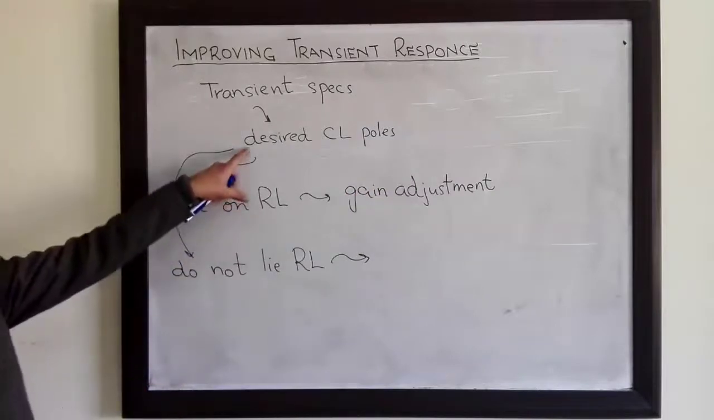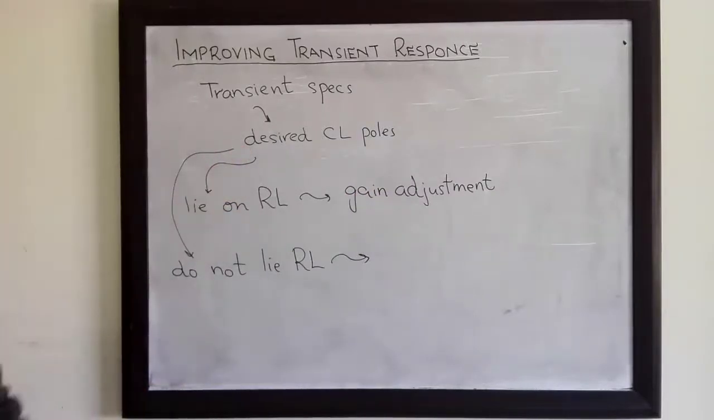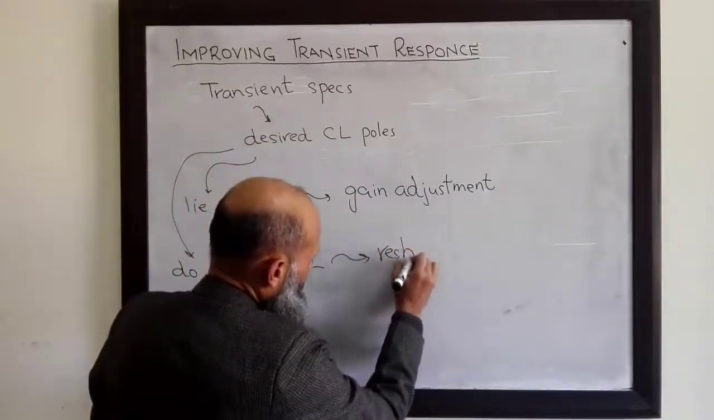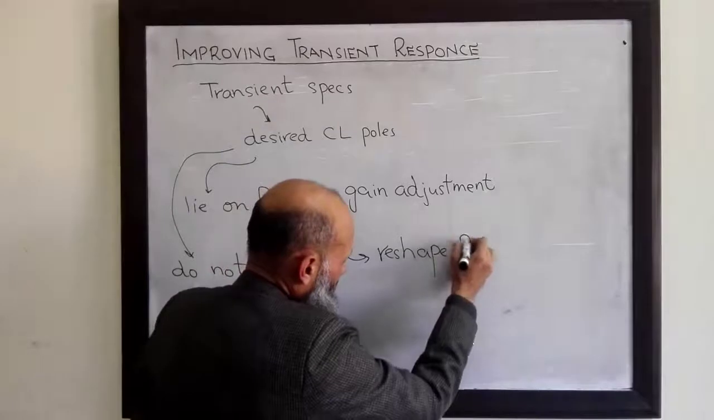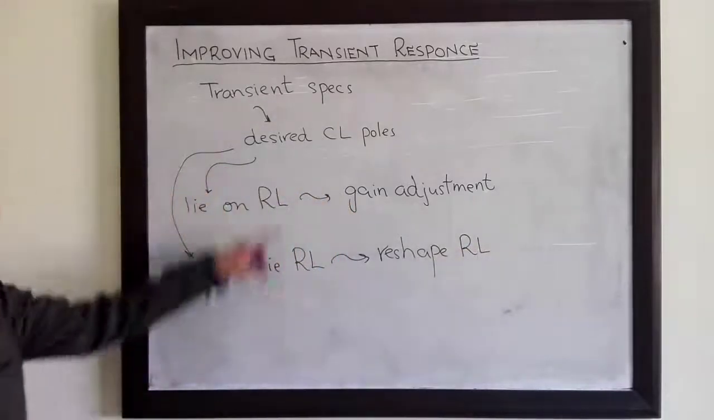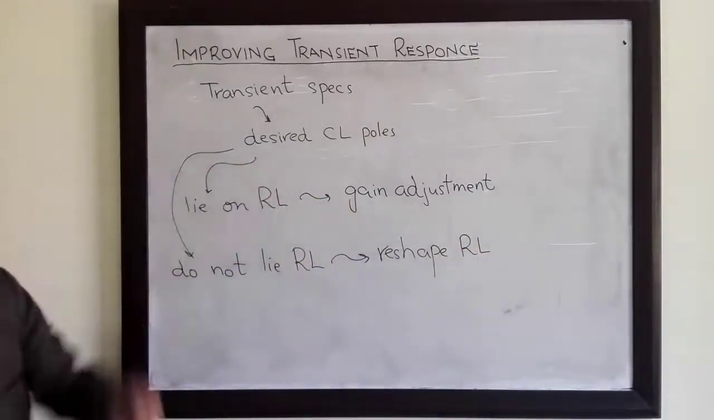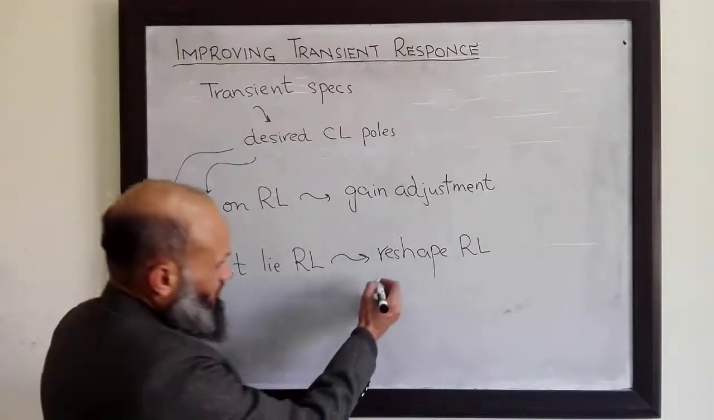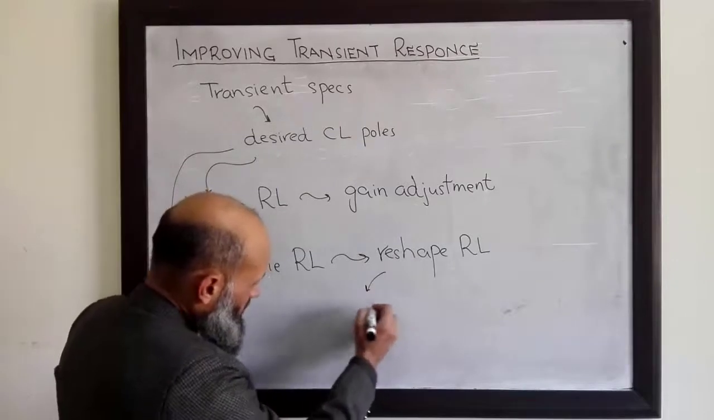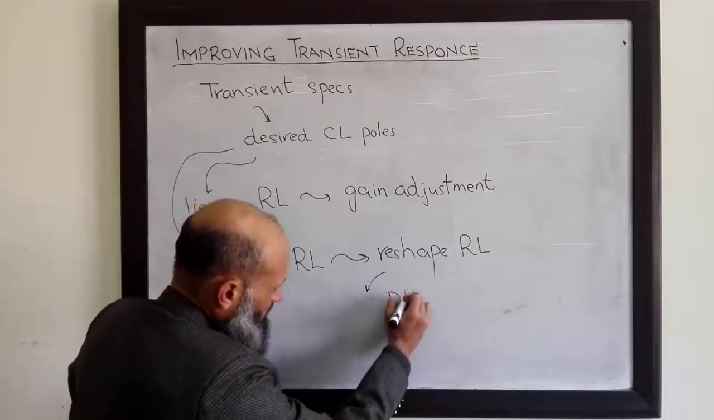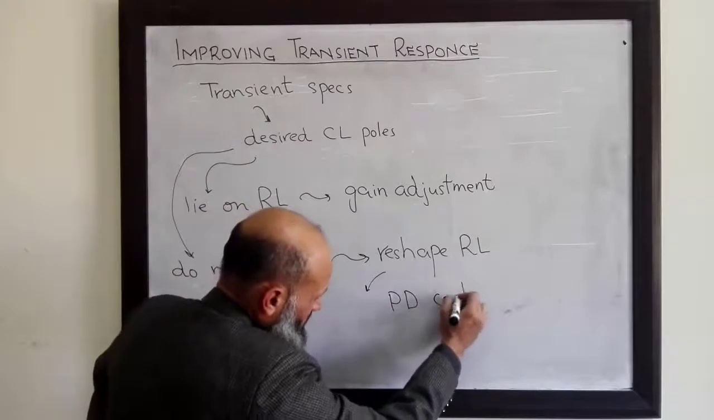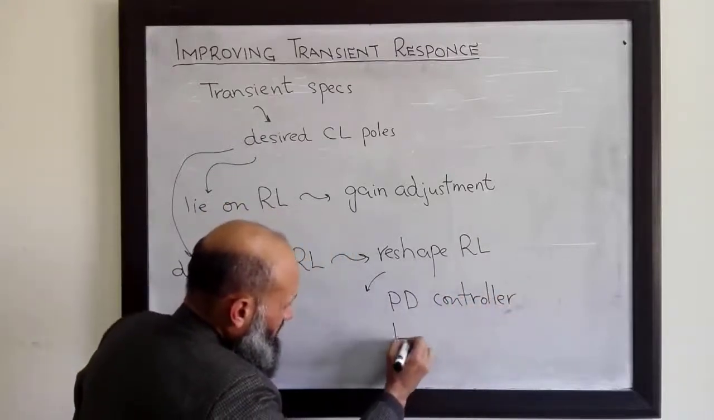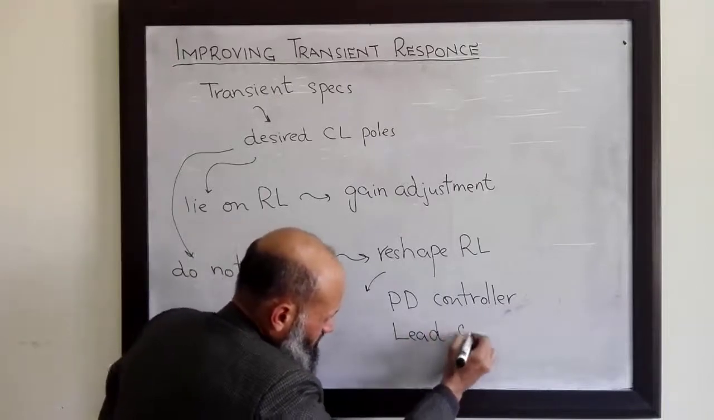If these desired closed loop poles do not lie on the root locus, then we have to somehow reshape the root locus so that it passes through the desired closed loop poles. So how to reshape the root locus? To reshape a root locus, we can, for example, use two types of controllers. One is PD controller, and the second one is called lead compensator.